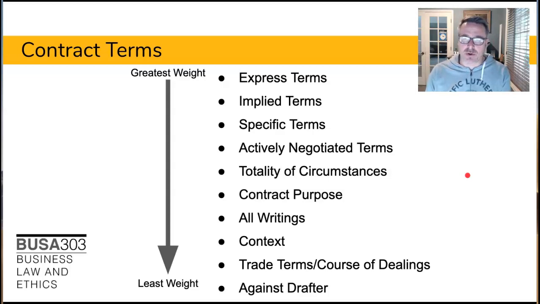So if there were some memoranda, or some exhibits, or other things like that that aren't in the contract, but that were part of the contract or around the drafting of the contract. Then we can also look at the context of it, which is a lot like the purpose. What was the context of it? When was it done? Why was it done? Who was it done between? What were the relative sophistication of the parties? That sort of thing.